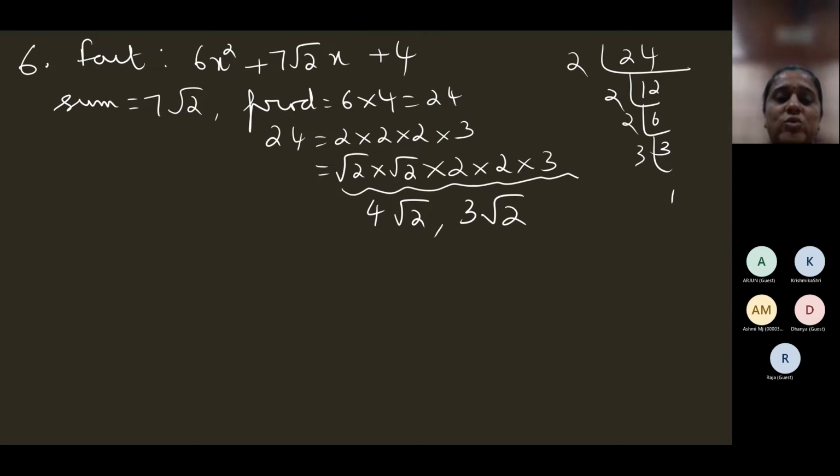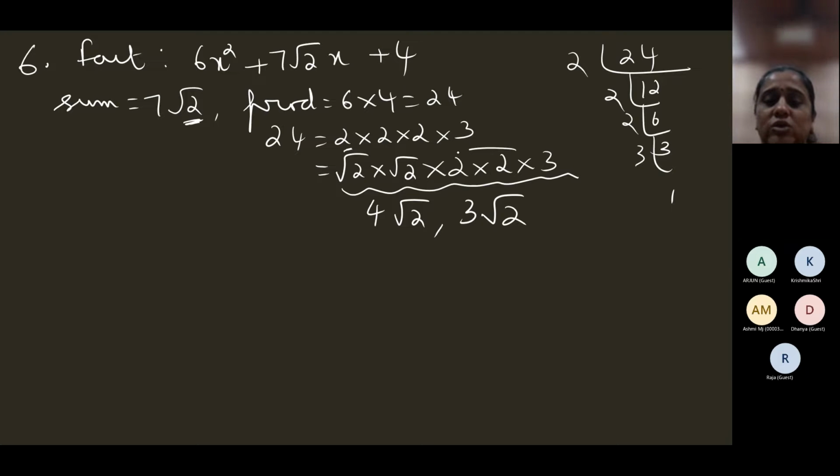Why did we write 12 as root 2 into root 2? Because the sum has root 2 in it. Supposing the sum had root 3 in it, you must write 3 as root 3 into root 3. So we wrote 12 as root 2 into root 2, then the others we wrote as it is. Now you should make use of all these numbers.